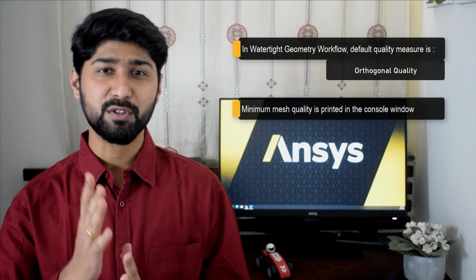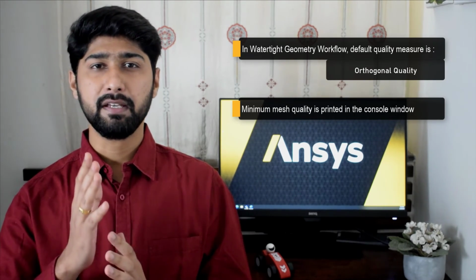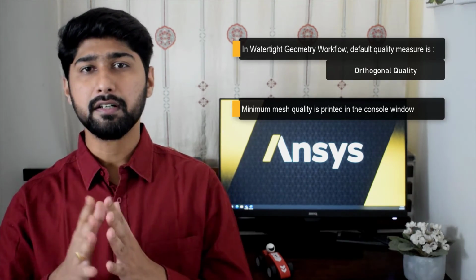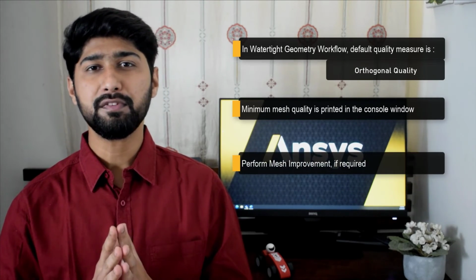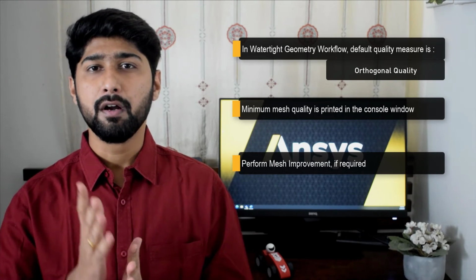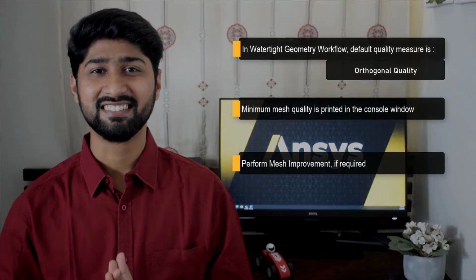The default measure reported in the watertight geometry workflow is the orthogonal quality or orthogonality. Once the volume mesh is created, the minimum mesh quality measure over the entire volume mesh is printed in the console window. Depending on the reported value, the volume mesh can be either finalized and transferred to Fluent for performing the simulation, or an improve mesh quality operation can be performed to improve the quality of the volume mesh before switching to the solution mode.